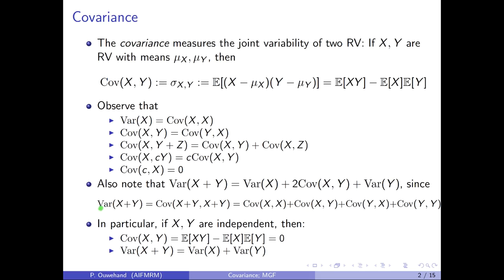In particular, if x and y are independent, then their covariance is 0, because the covariance can be written as the expectation of the product minus the product of the expectations, and if x and y are independent, the expectation of the product is the same as the product of the expectations. It follows then that if x and y are independent, this middle term here disappears, and thus the variance of x plus y is just the variance of x plus the variance of y.